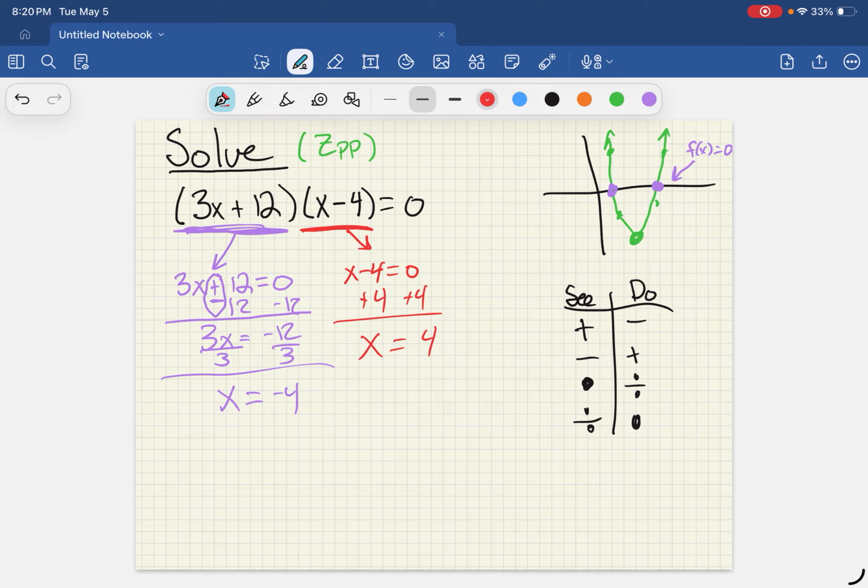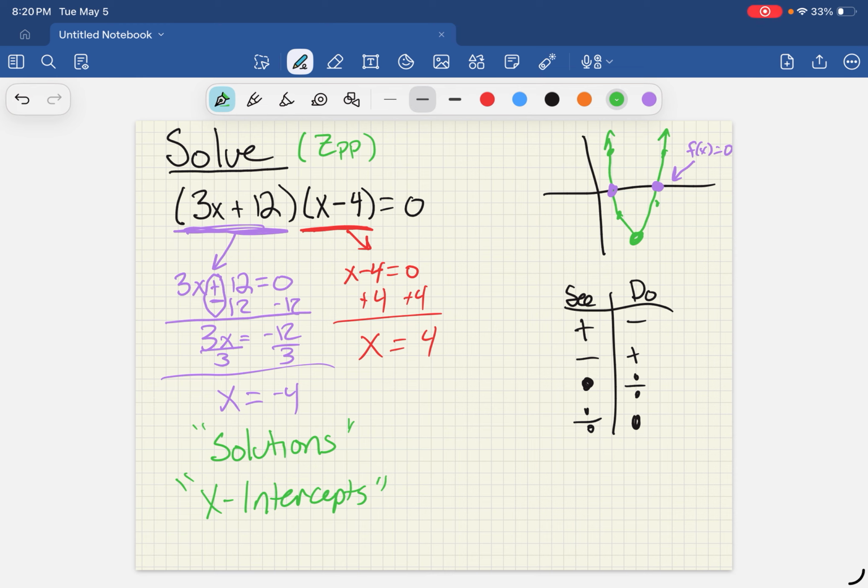Okay. Now, some of the words that are going to get used: x is negative 4 and x is 4 are my solutions. They are also my x-intercepts.